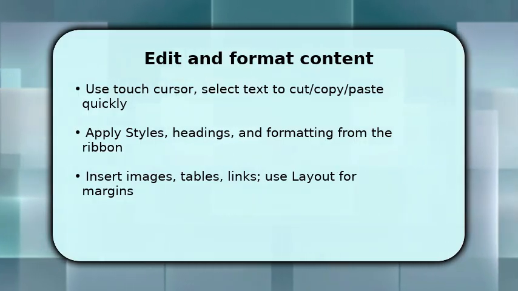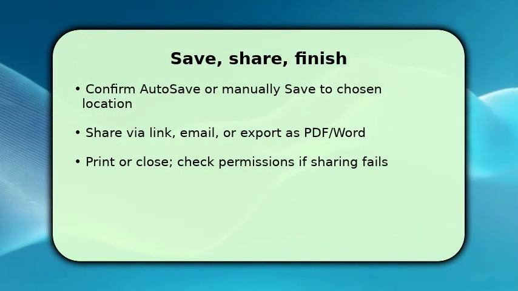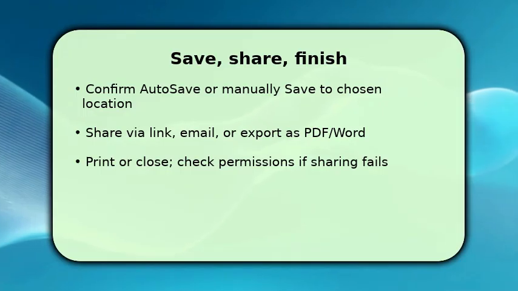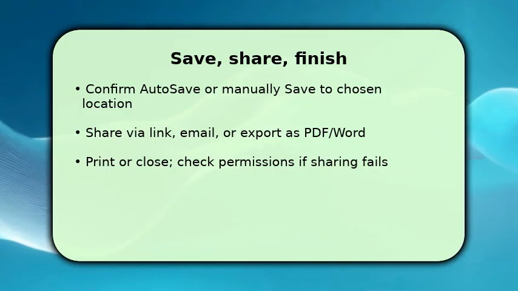You should verify autosave is on if you used OneDrive. Otherwise, tap Save and choose the folder. Once saved, share by tapping Share to generate a link, send via email, or export as PDF for fixed formatting. When ready to finish, use Print to send to a network or local printer, then close to free memory.